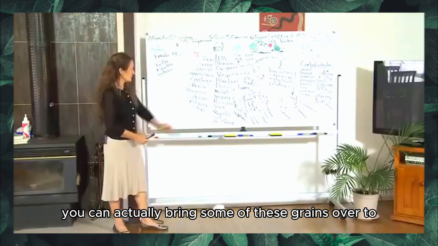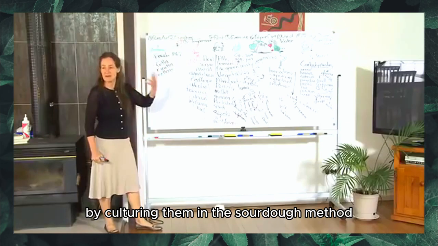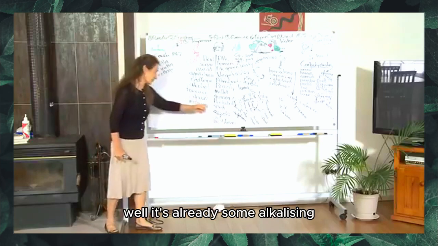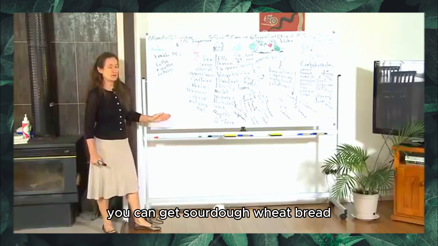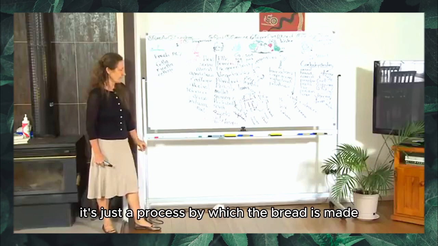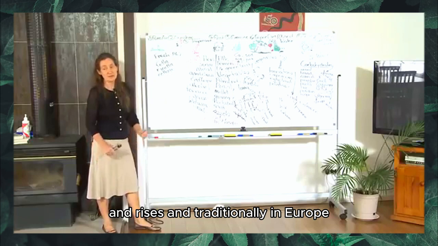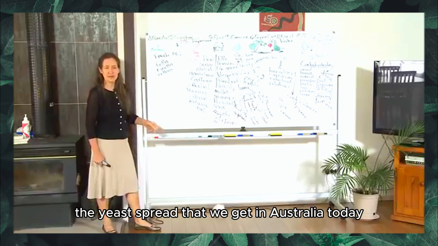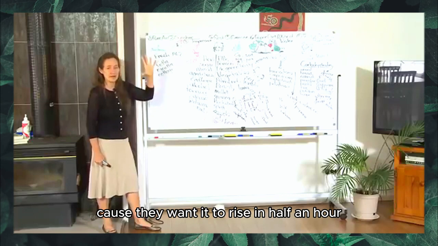You can actually bring some of these grains over to here a little bit more by culturing them in the sourdough method. So when you eat sourdough spelt bread, well, it's already some alkalizing, but it'll shift it up to more alkaline. You can get sourdough wheat bread, sourdough rye bread, sourdough spelt bread. It's just the process by which the bread is made and rises. And traditionally, in Europe, that's the only way bread was ever made. The yeast bread that we get in Australia today, they've hybridised the yeast. They've extracted that yeast strain because they want it to rise in half an hour.